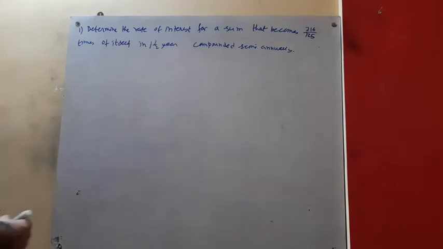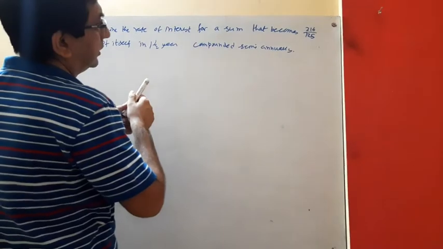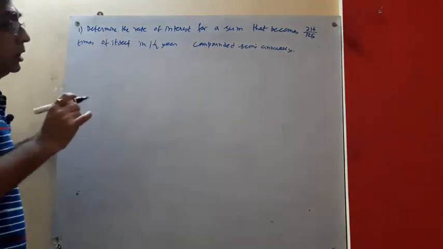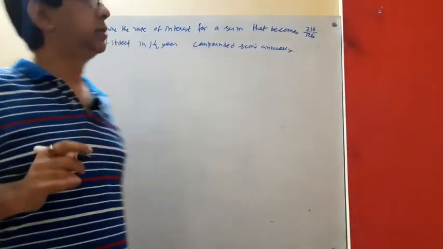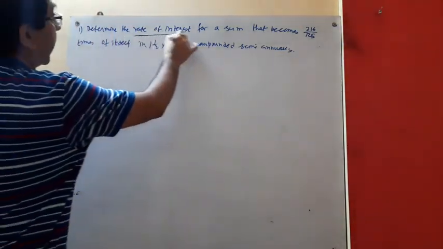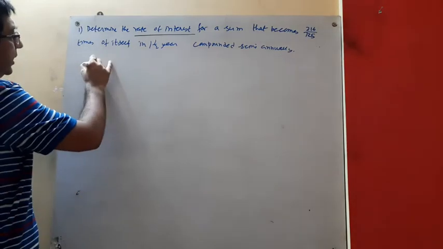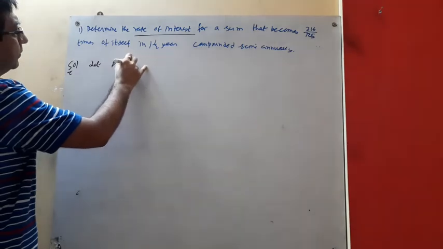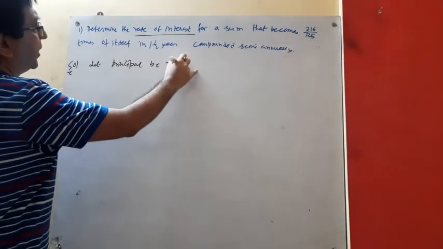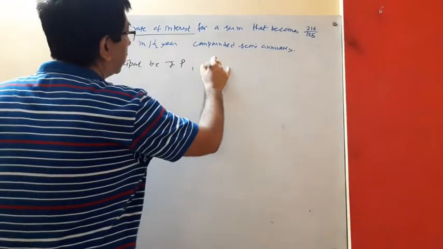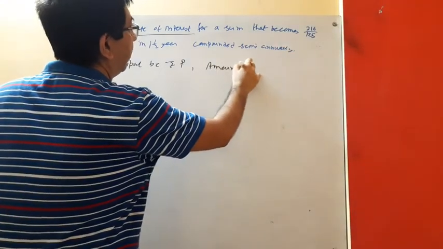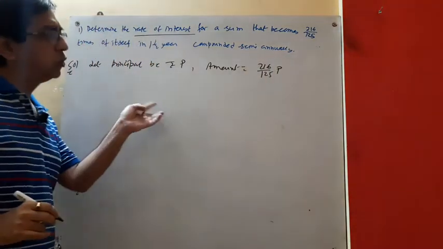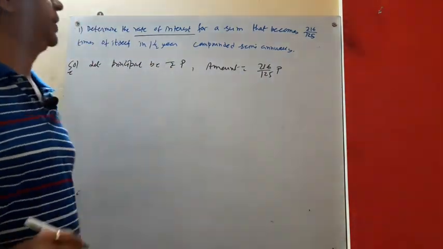Determine the rate of interest for a sum that becomes 216/125 times of itself in 1.5 years, compounded semi-annually. But we have to find rate of interest per annum. Right? Here, solution. Let principal be rupees P. Right? So amount will be 216 by 125 P, because the amount will be 216/125 times of P, right?